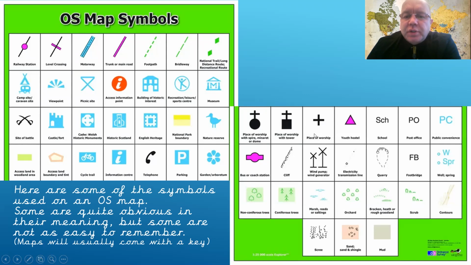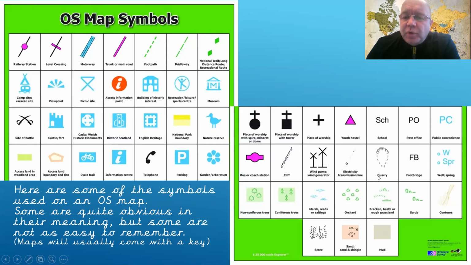A simple cross is a place of worship. A cross with a square underneath it, that's a place of worship with a tower. That indicates the type of building you would see. And then a cross with a circle is a place of worship that's got a spire, a minaret, or a dome. Okay, so these are places of worship for different faiths, for different religions.